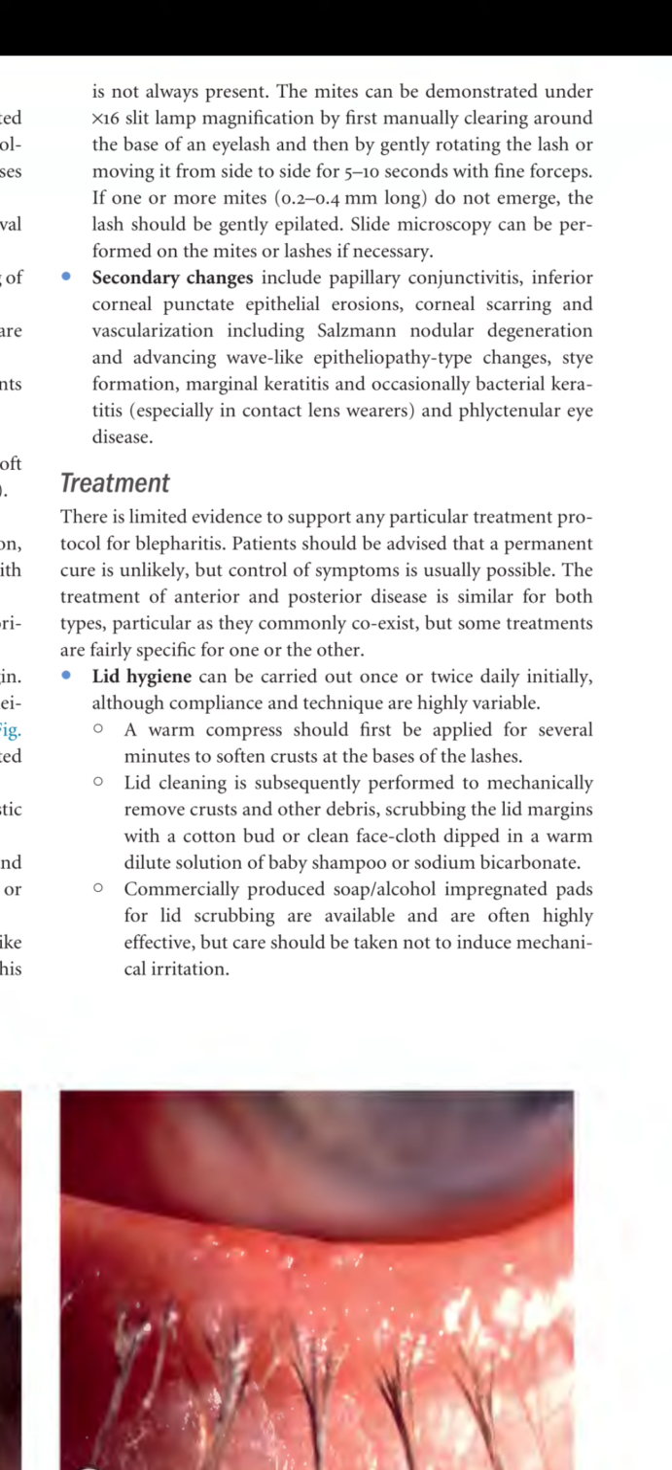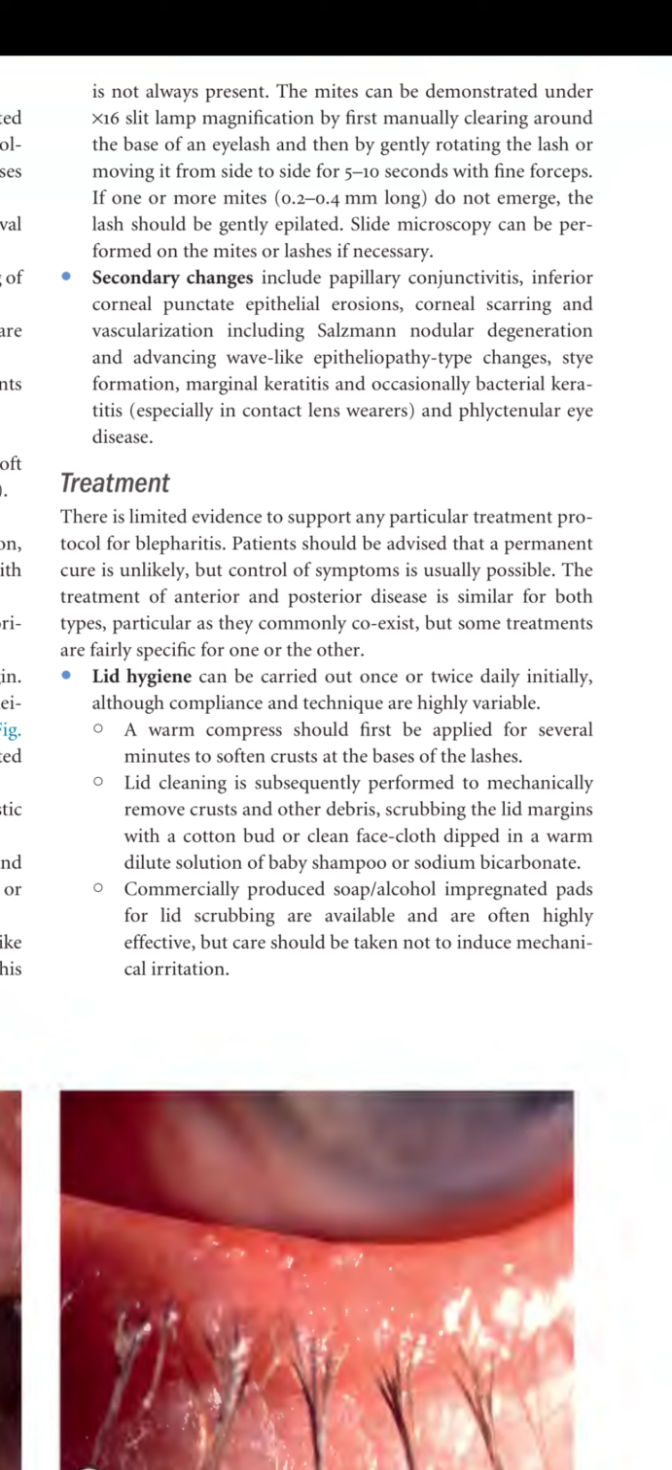The treatment of anterior and posterior disease is similar for both types, particularly as they commonly coexist, but some treatments are fairly specific for one or the other. Lid hygiene can be carried out once or twice daily initially, although compliance and technique are highly variable. A warm compress should first be applied for several minutes to soften the crust at the bases of the lashes. Lid cleaning is subsequently performed to mechanically remove crust and other debris, scrubbing the lid margin with a cotton bud or a clean face cloth dipped in a warm dilute solution of baby shampoo or sodium bicarbonate.